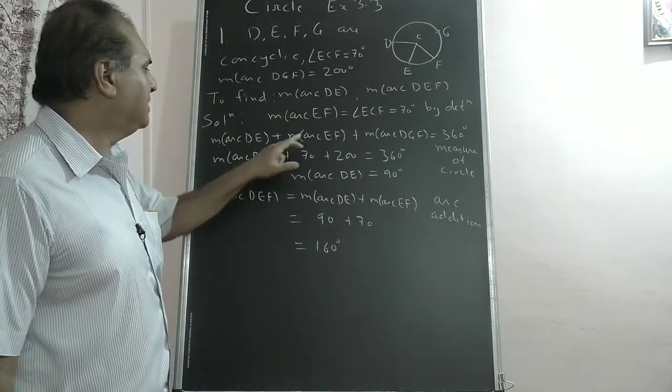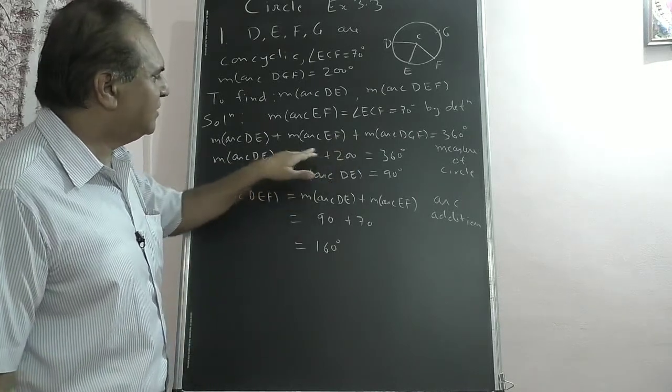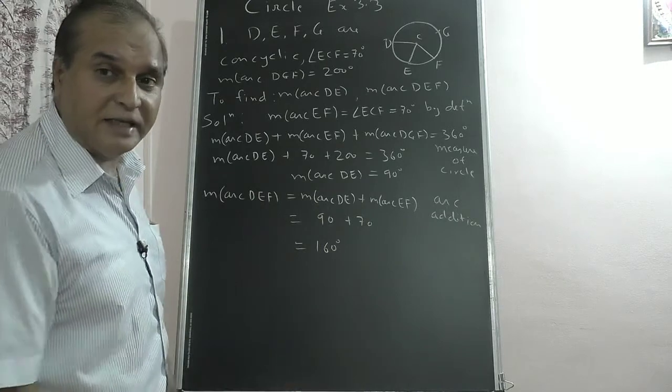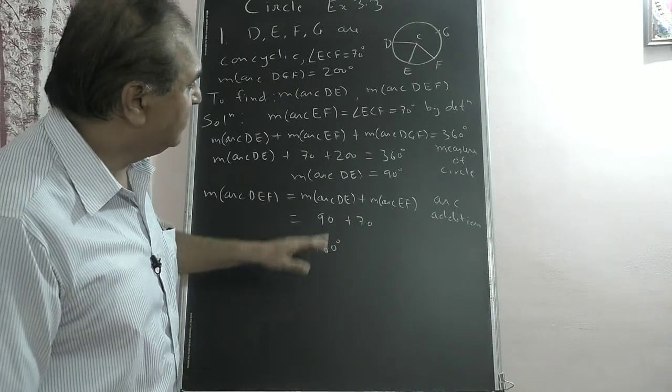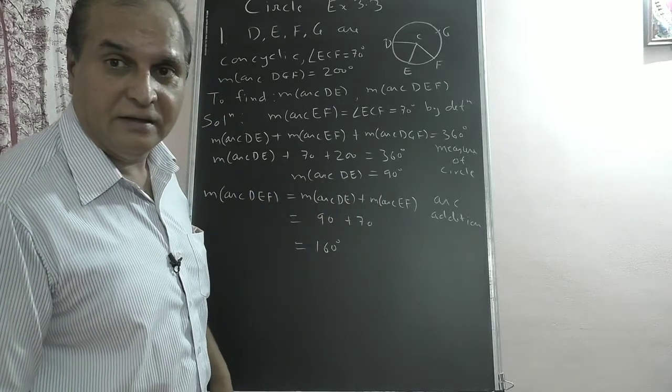So measure of arc D plus this is 70, this is 200, given is 360. 200 plus 70 is 270, shifting that side becomes minus 270. 360 minus 270 is 90 degrees. Measure of arc D is 90 degrees, right?